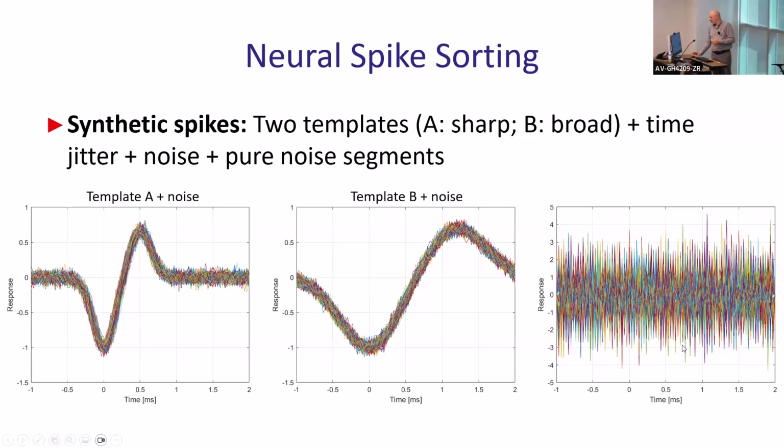And third thing, you will also have segments of just noise. And both of these things will also have noise on top of them. So each one will be a different kind of spike because of the noise. So you will add artificial noise to it, and it will all look like that or like that.